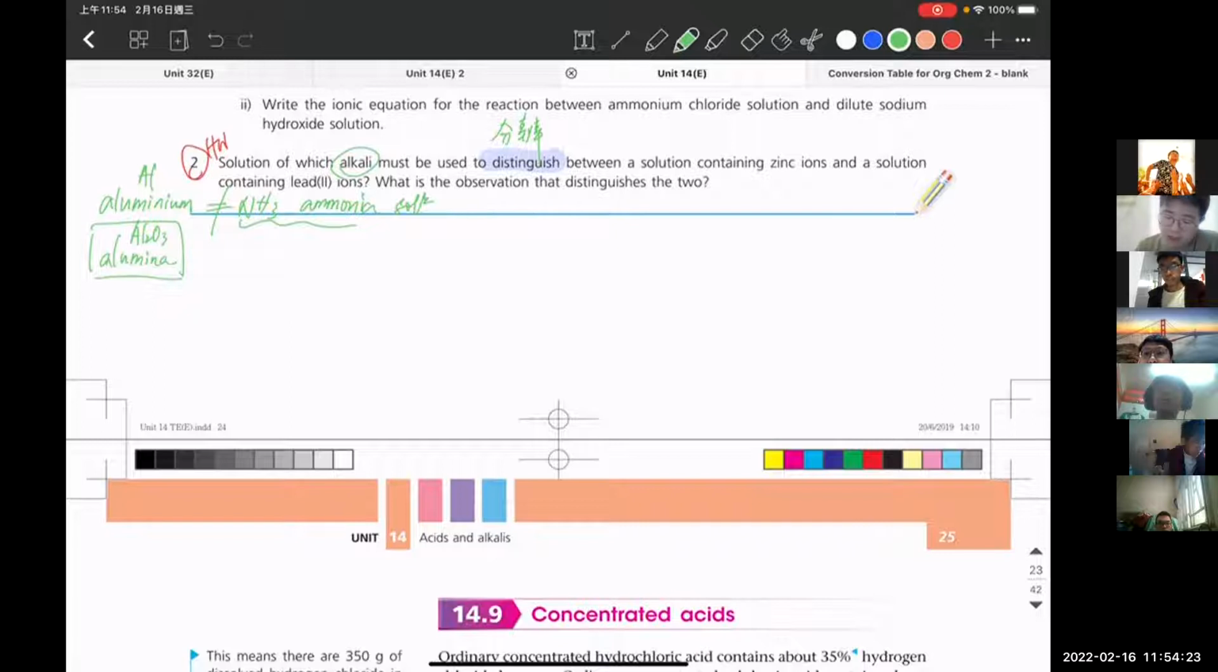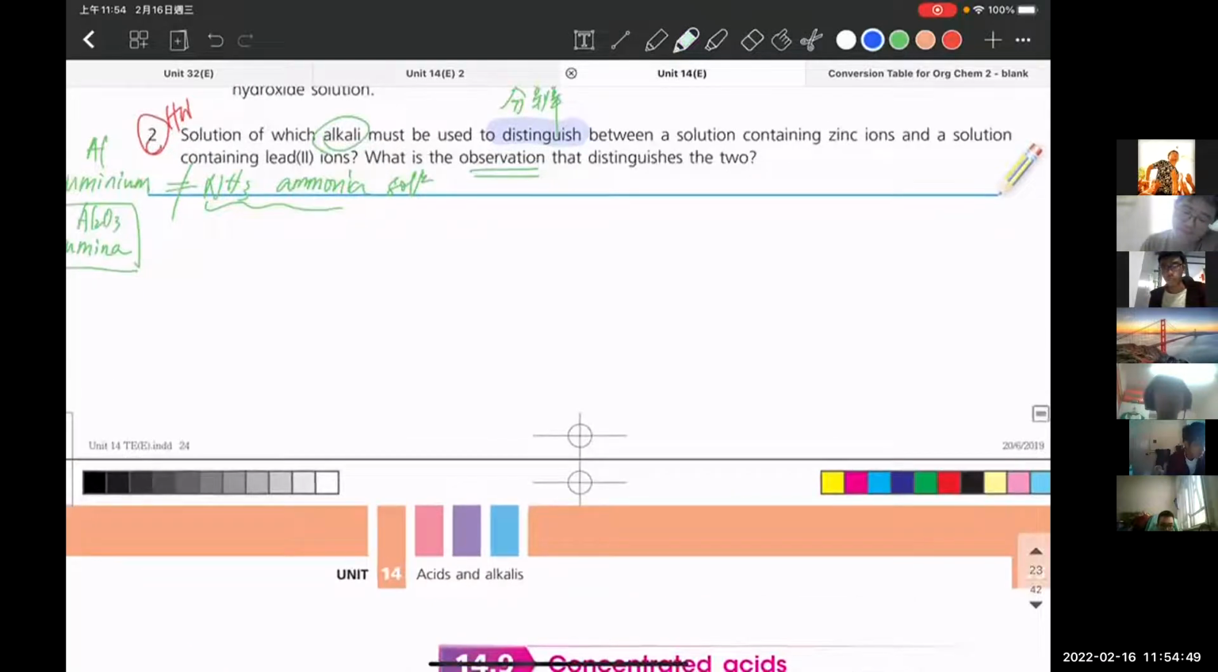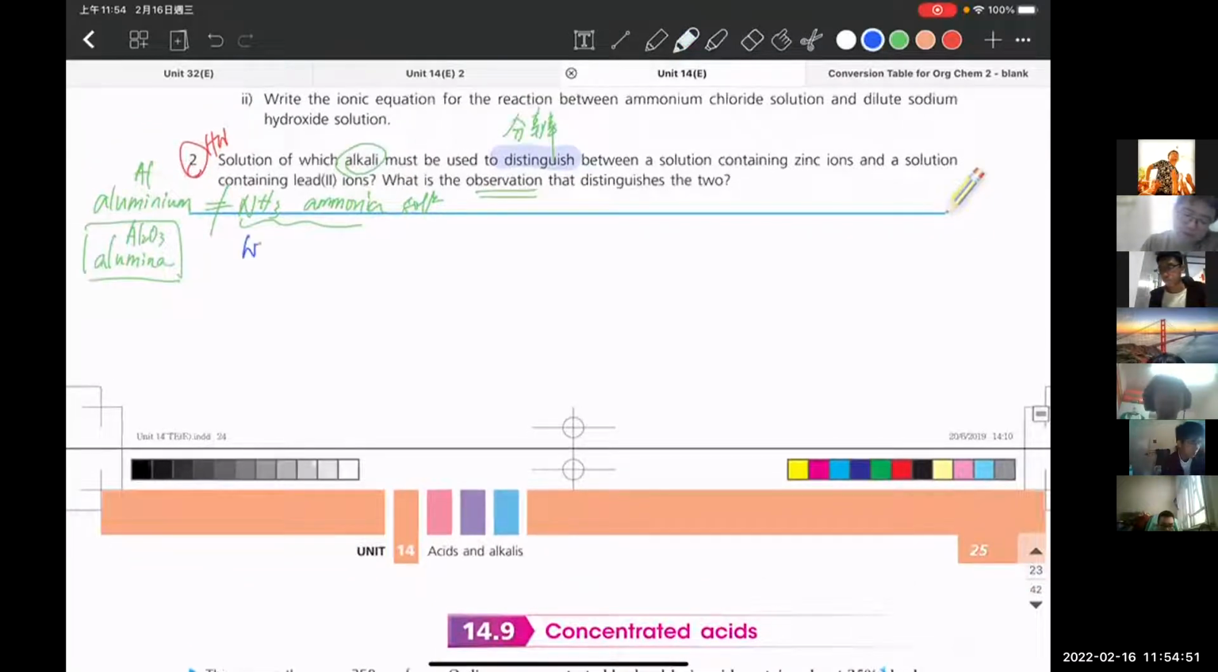So what is the expected observation? Mr. Chen, you may continue. If there is zinc ion, the PPT will dissolve to give a colorless solution. If there is lead-2 ion, the PPT will not dissolve. Okay.